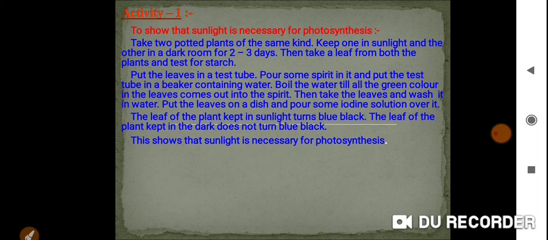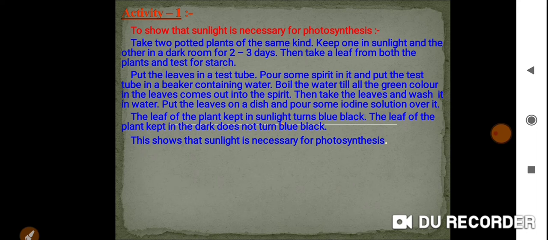Now we have to take an iodine solution. Then 2 to 3 drops of iodine solution we just drop on the respective leaf. The leaf of the plant kept in the sunlight turns blue black. Are you getting my point? After dropping 2 to 3 drops of iodine solution on the respective 2 leaves, the leaf which was kept under the sunlight will turn blue black. The leaf of the plant kept in the dark does not turn blue black.